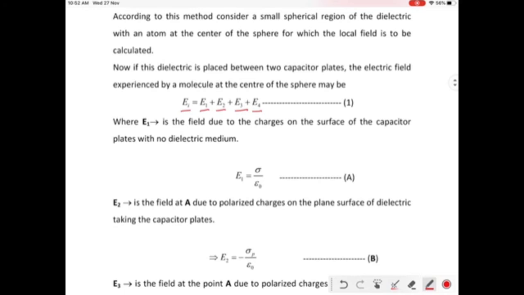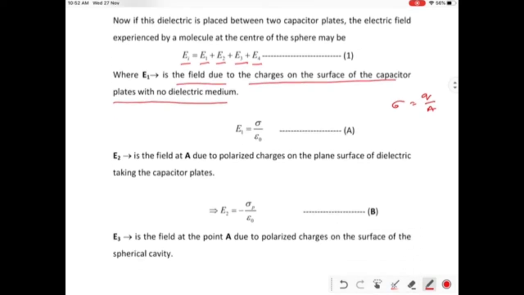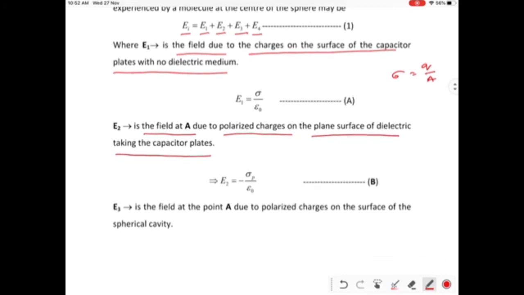Here, E1 is the electric field due to charges on the surface of a capacitor plate with no dielectric medium. According to Gauss law, we can derive E1 is equal to rho by epsilon naught, where rho means surface charge density, rho is equal to Q by A. So, E1 is equal to rho by epsilon naught. And E2 is the electric field at A due to polarizing charges on the plane surface of the dielectric material. The expression for E2 is equal to minus rho p by epsilon naught, where rho p means surface charge density due to polarizing charges, and the negative sign is because E2 is in the opposite direction of E1.